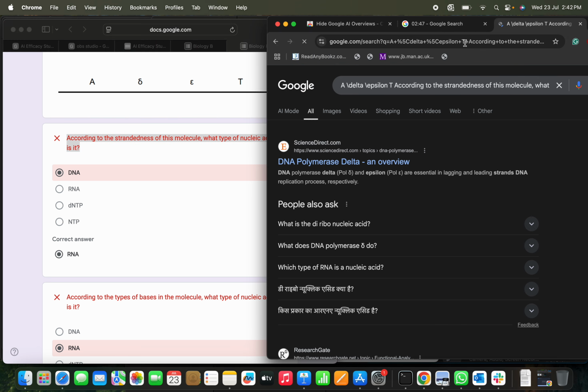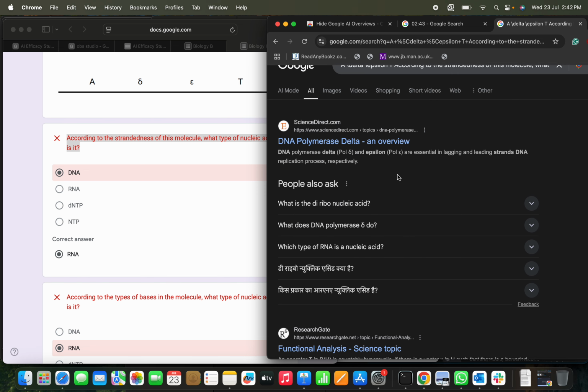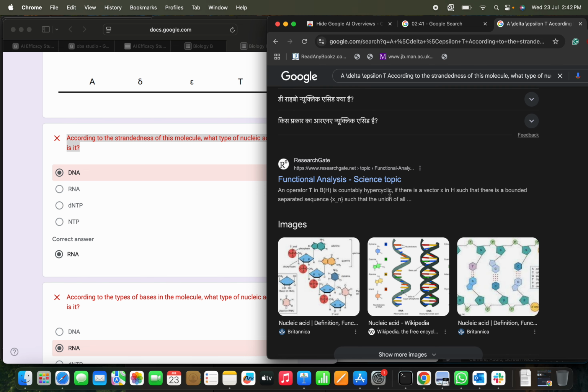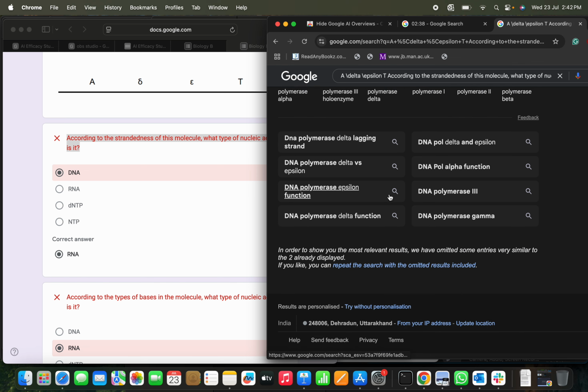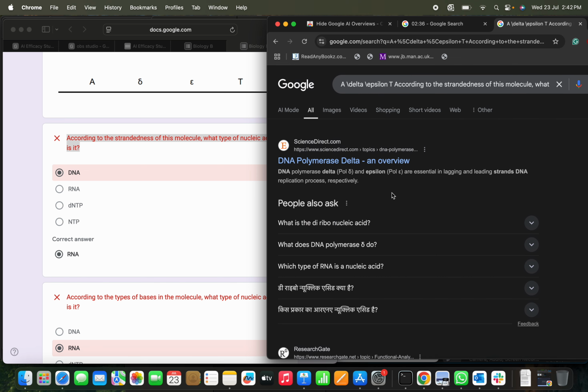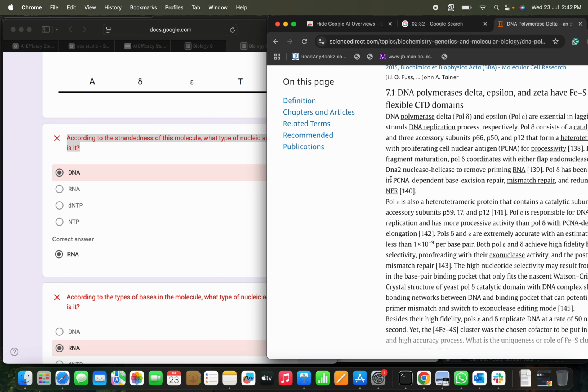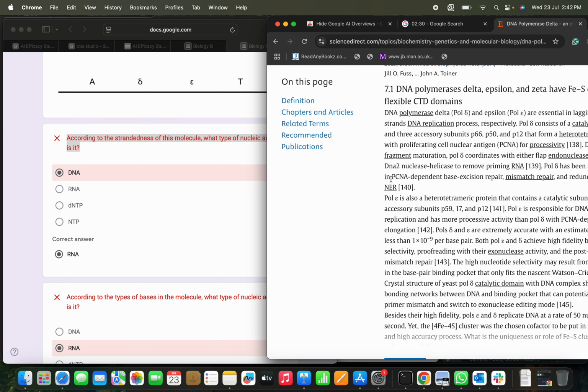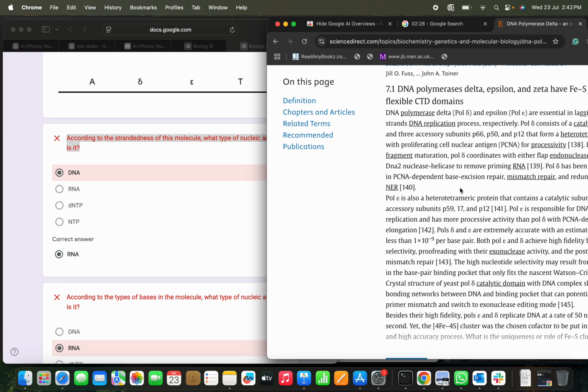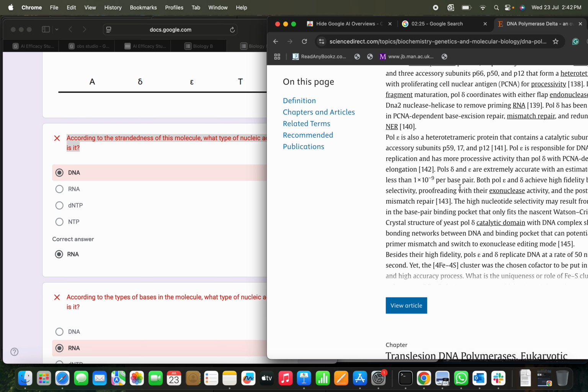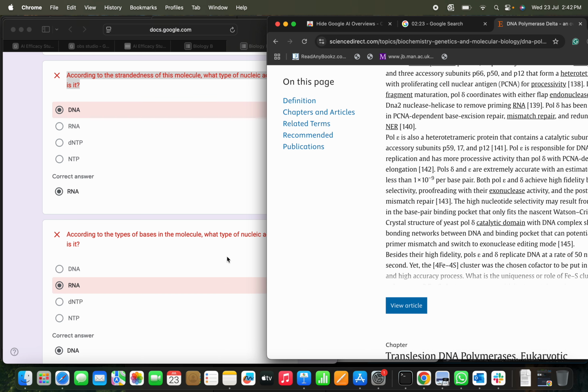I really want to know what this delta and epsilon is. So DNA polymerase delta. This is so difficult to understand. Let's go with the science diagram itself. Poly delta. No, I can't find it without.